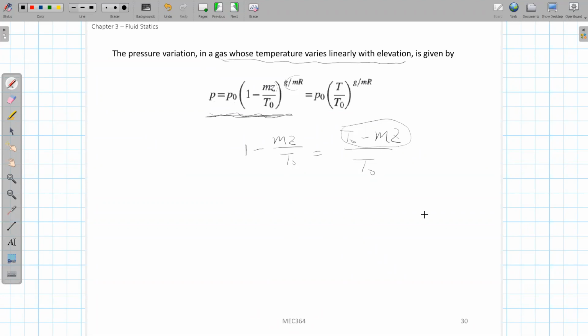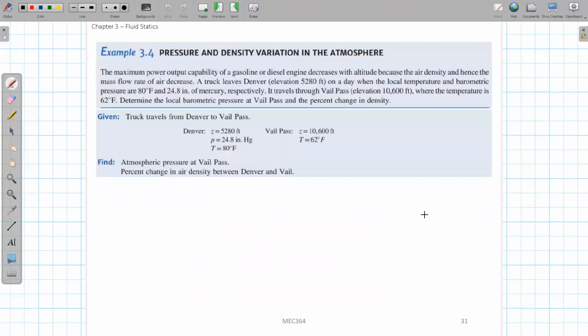Any questions here? No. So, example problem. Please read this problem description.